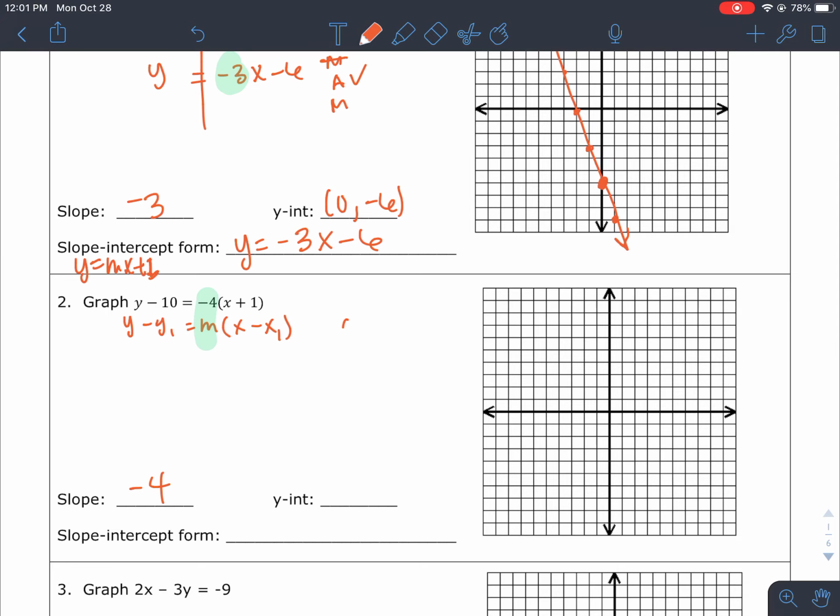So if I pull the point, my x1 and my y1, okay, and I'm taking the opposite. So the opposite of +1 is -1. The opposite of -10 is +10. So that is the point that I'm graphing, -1, 10. And then I'm using a slope of -4 to plot my points. So -4 is, I'm going to go down 4 over 1. Down 4 over 1. And don't forget to draw your line through.